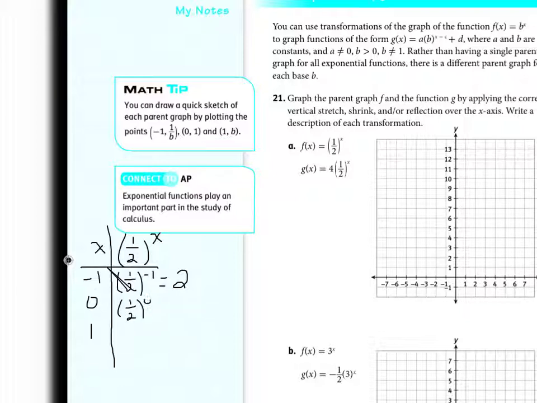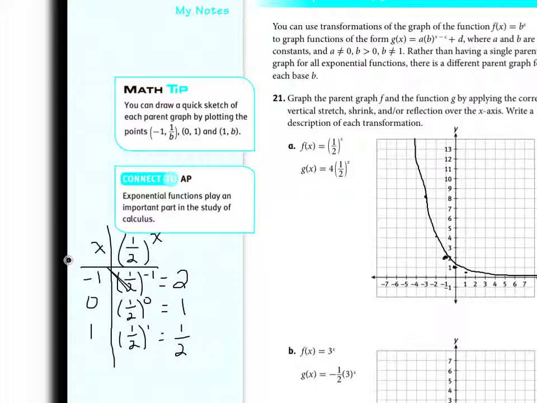1/2 to the 0 power. Anything to the 0 power is going to give us a 1. And 1/2 to the first power is going to give me 1/2. So when x is -1, we're at 2, 1, and 1/2. And we could get some more points if we wanted, straight from your calculator. And remember, it's going to have that asymptote there. It's not going to go past our x-axis.